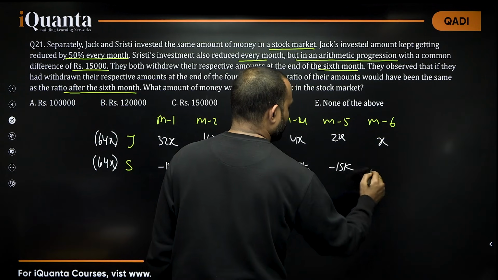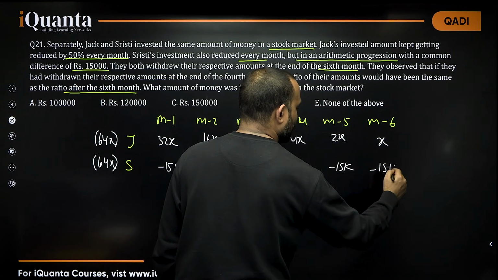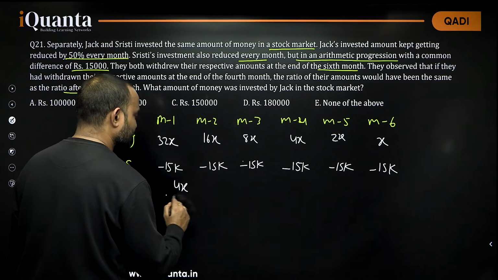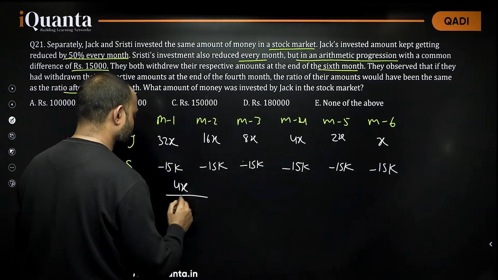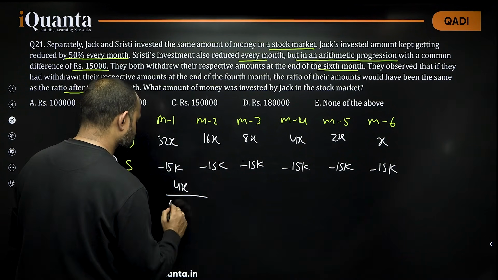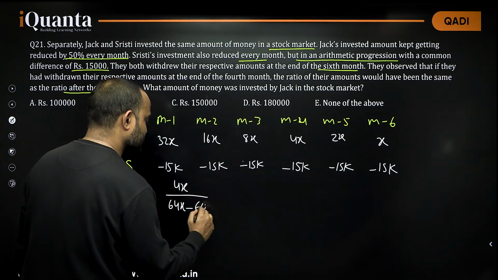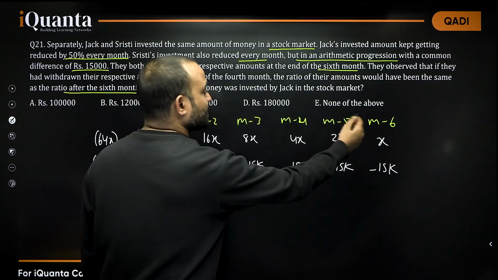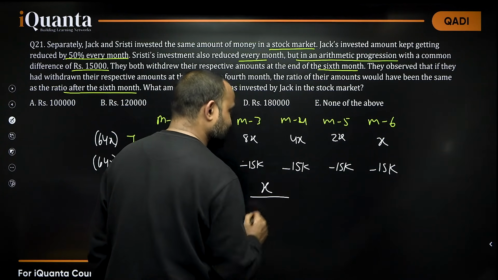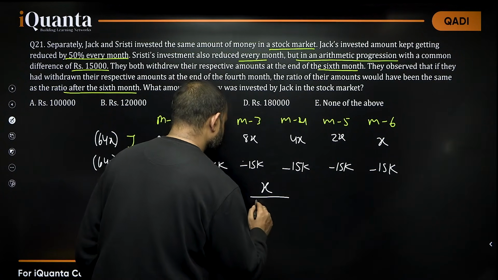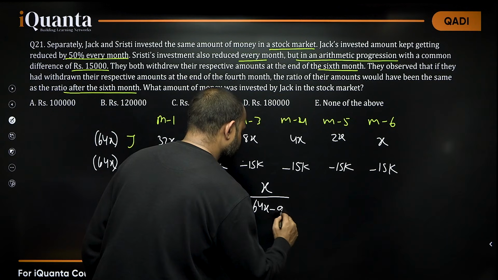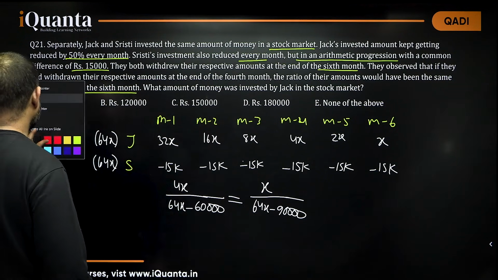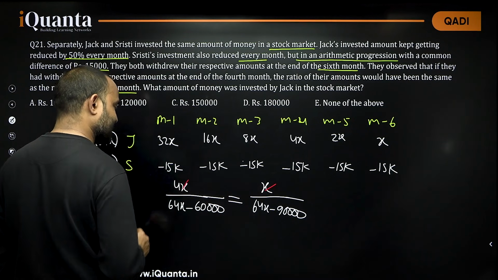So what will be the amount left in case of Jack after 4 months? 4X. In case of Srishti, so 1, 2, 3, 4, it will be 64X minus 60,000. And that will be equal to the amount left after 6 months for Jack, which is X. In case of Srishti, it will be 64X minus 90,000. 15 into 6 is 90, right? So in that case, X cancelled out.